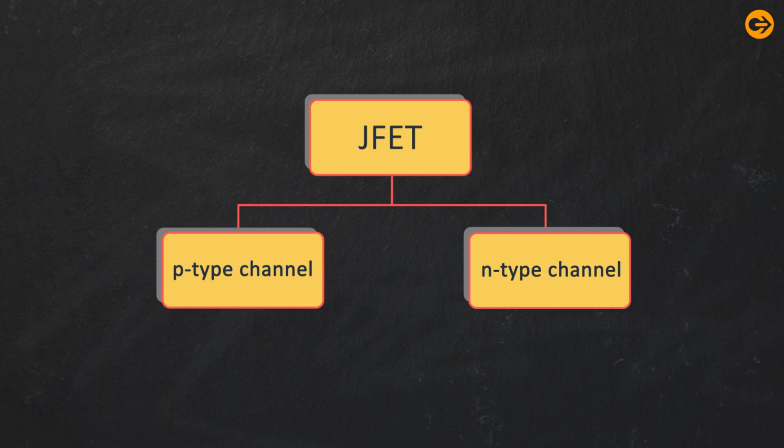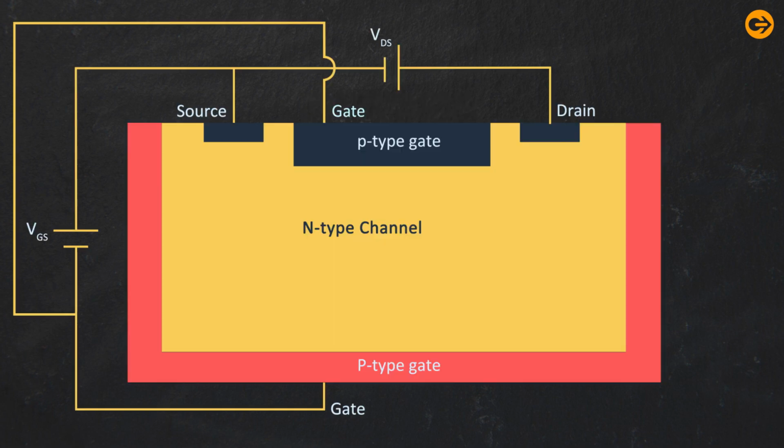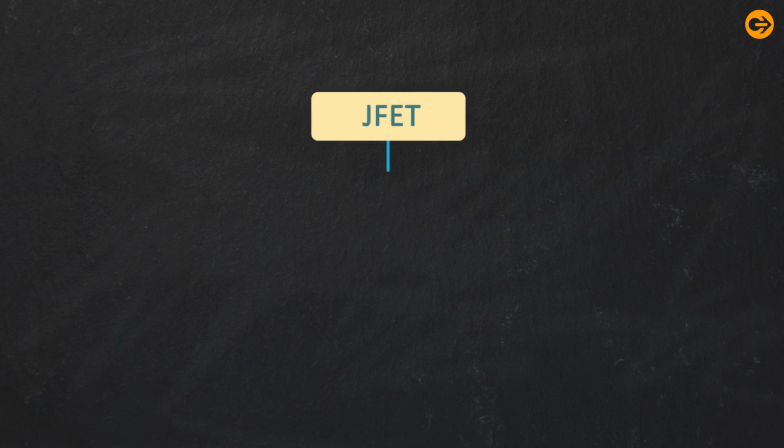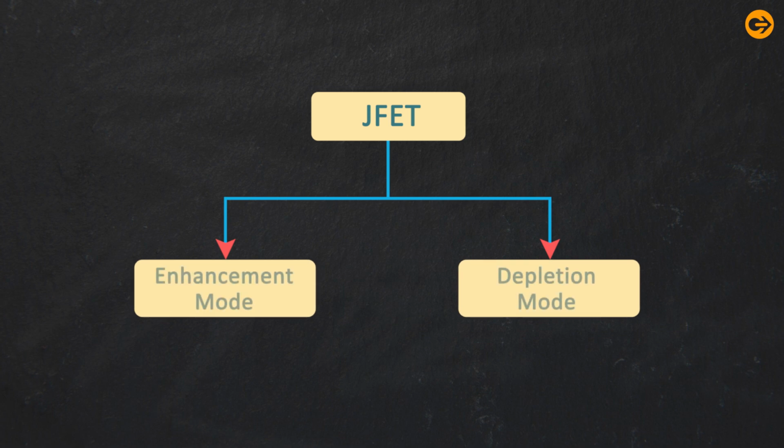In addition to this, there are two further modes of FET. A change in the voltage on the gate terminal can either deplete or enhance the number of charge carriers present in the channel. As a result, there are enhancement mode FET and depletion mode FET.